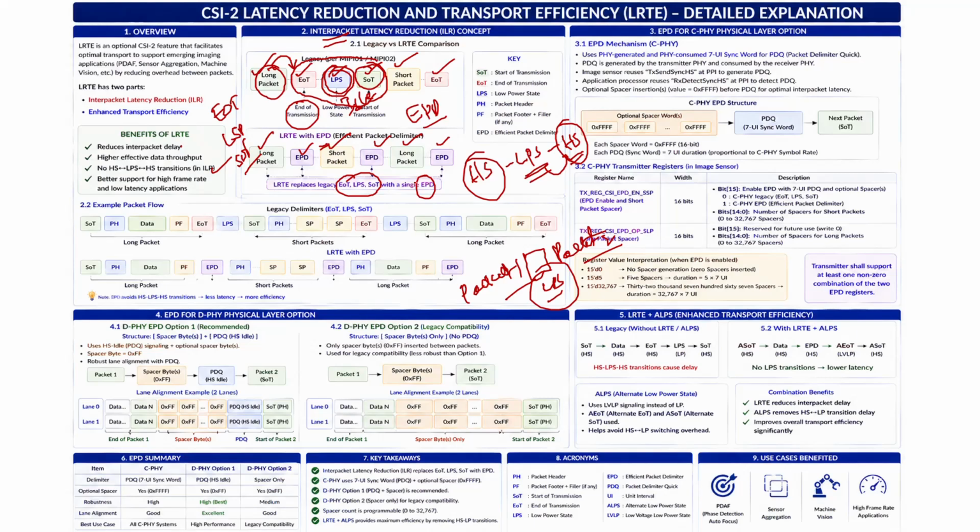Yeah, so that is the reason we are going for EPD, LRTE with EPD. That means one packet you are transferring, in between that EPD is there, then the other packet you are transferring. Okay, so next packet we are transferring. Why is this EPD used?